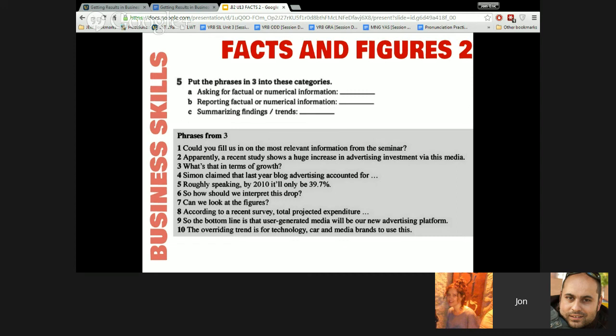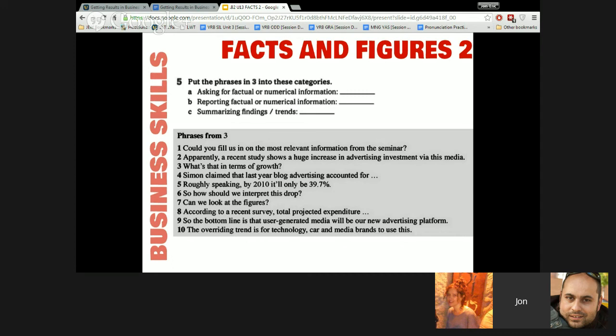Okay? 5. Roughly speaking, by 2010, it would only be 39.7%. Reporting. Reporting as well. Yep. So 5 is B. Okay. So how should we interpret asking? 6. Asking. 6 is asking. Correct. Again, very good. Can we look at these figures? Asking. A. Can we look at these figures? Is 7 and it is A, and that is correct.